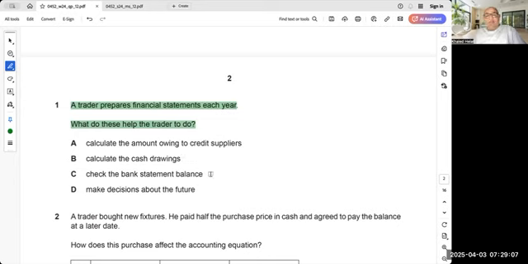Option C: check the bank account statement balance. We receive bank statements from the bank or online, so we don't need financial statements to check them. We check bank statements, if you remember, to do the bank reconciliation. Option D: make decisions about the future. Yes, because the financial statements mainly draw from history, from old transactions, so we look at them to see if we're making a profit and to make decisions about the future. So the answer is D.